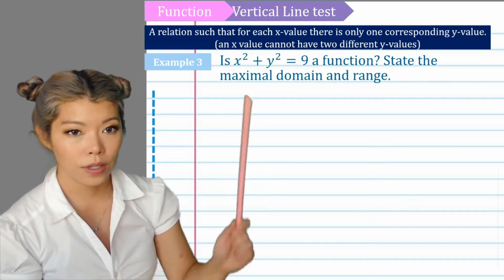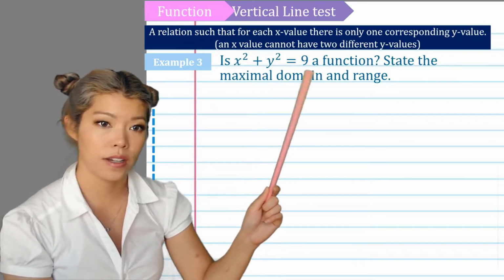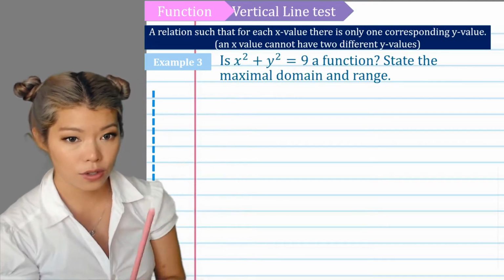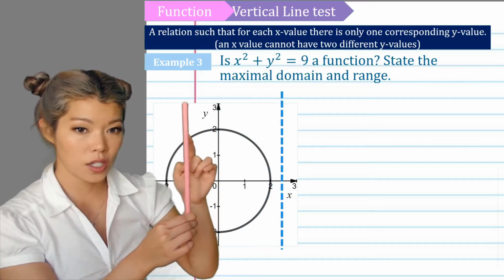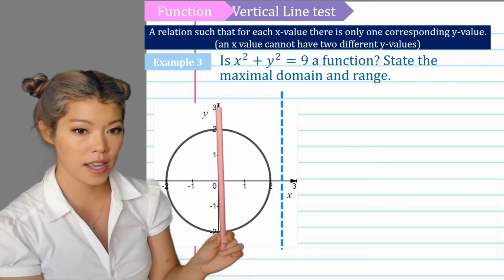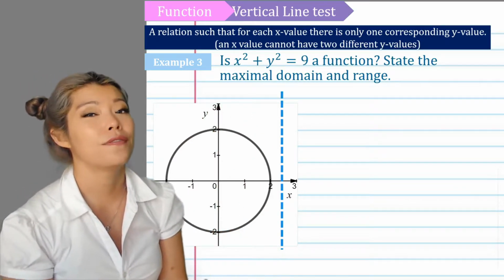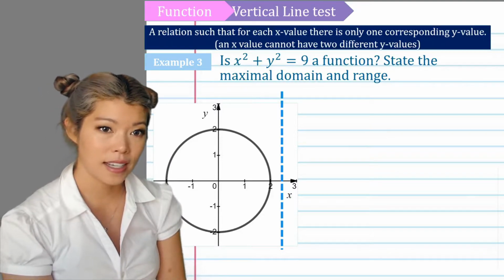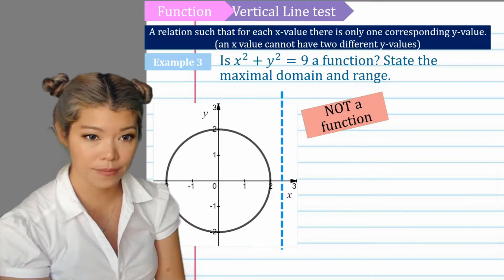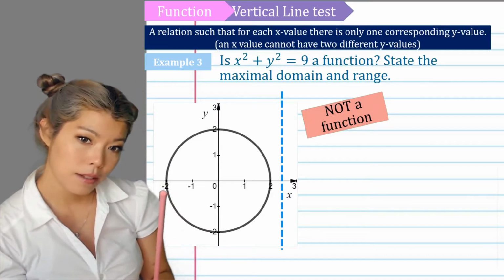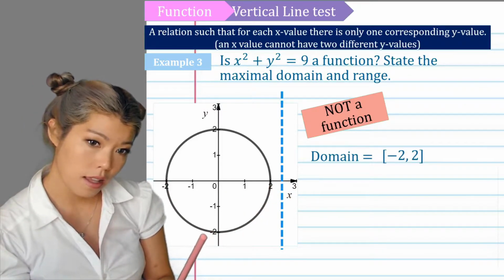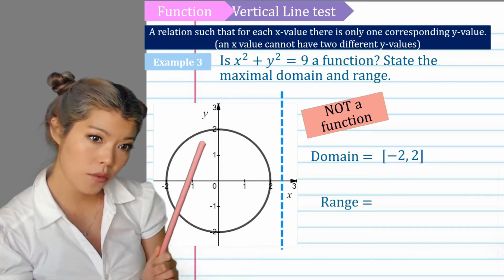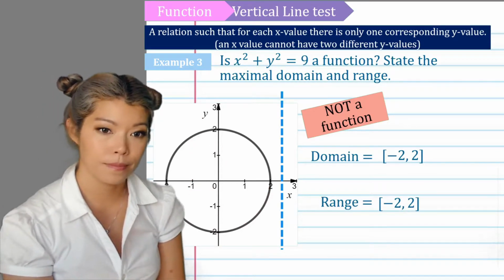Next example, here we have a circle, x squared plus y squared equals 9. Same question. Let's draw it and do a vertical test. Look, it's touched twice there, twice there, twice there. So it is failing the vertical line test, so it is not a function. And the maximum domain, the lowest x to the highest x, is minus 3 to 3. The lowest y to the biggest y is the range, minus 3 to 3. But not a function.